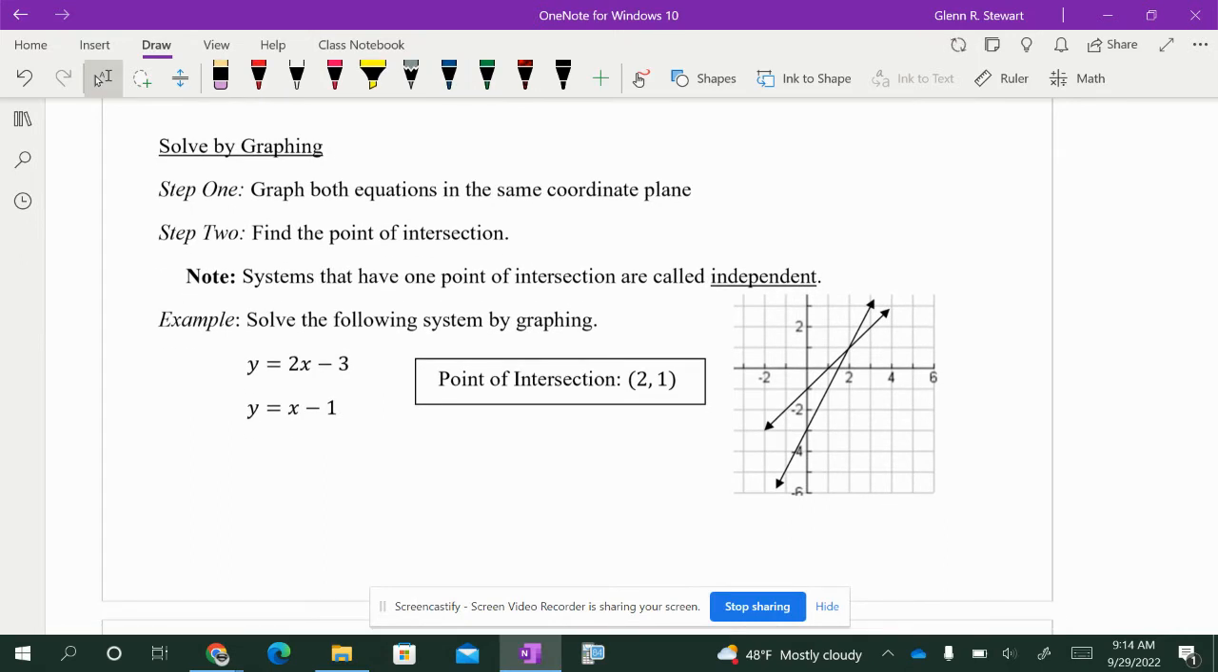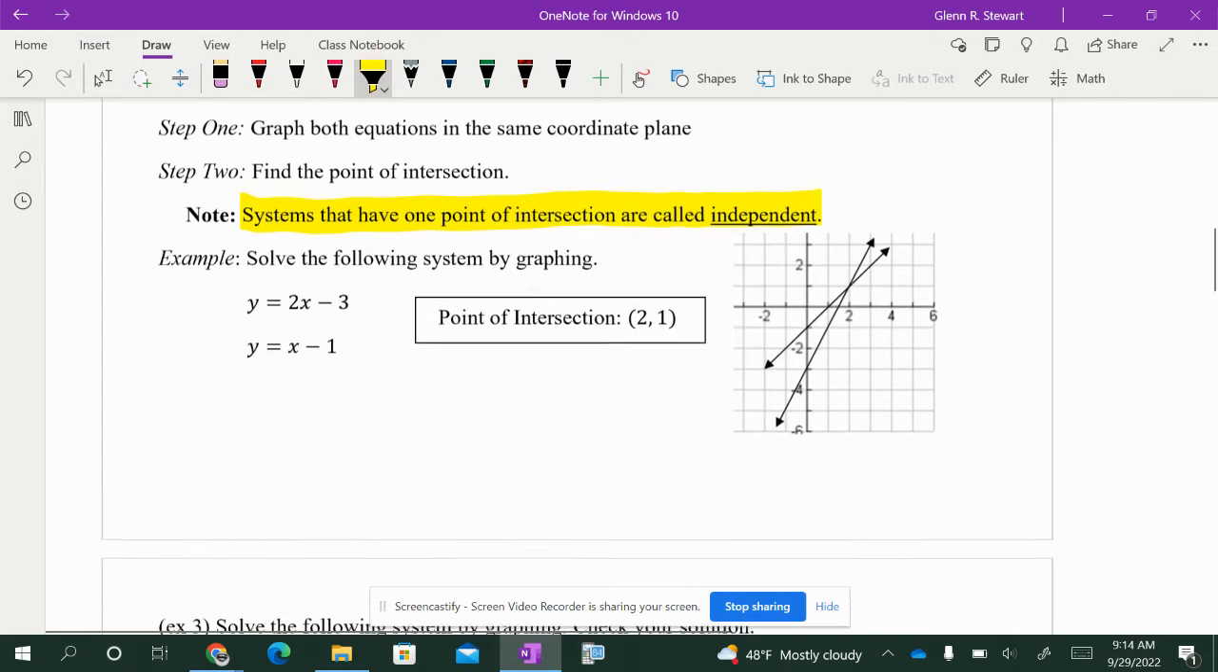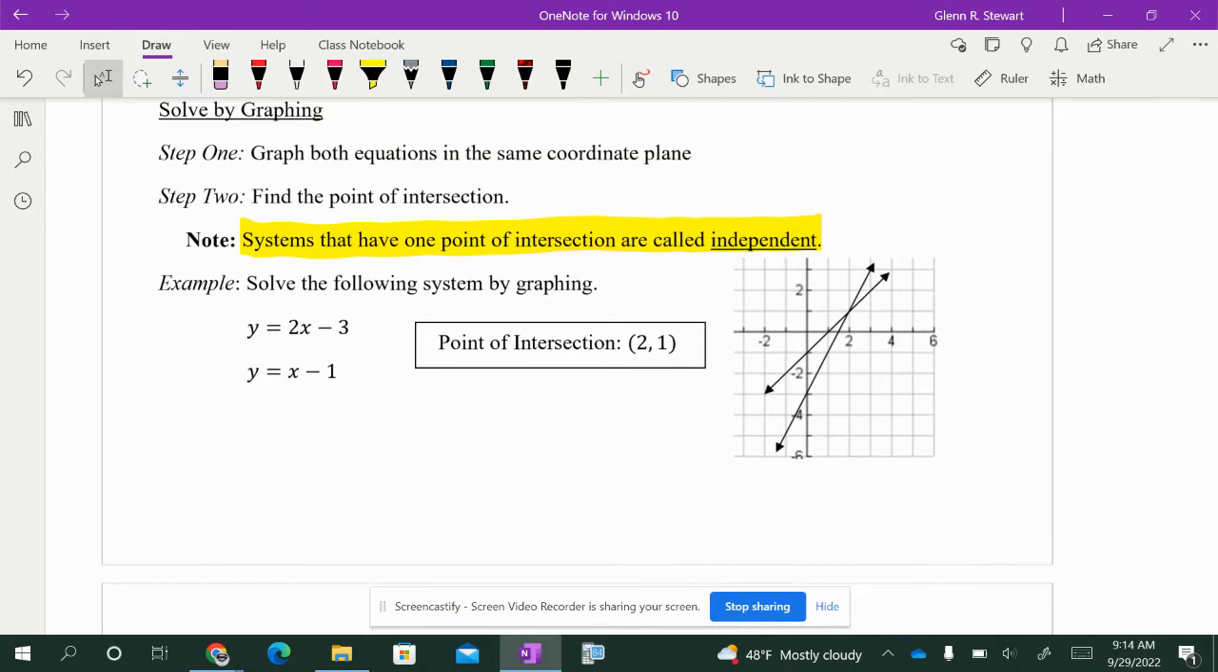So now let's talk a little bit about how to solve by graphing. First thing that we want to do is graph both equations in the same coordinate plane. Then find the point of intersection. And then that point of intersection is our solution. Systems that have one point of intersection are called independent. So we can have something that is consistent and independent. If it's inconsistent, however, as we talked before, in parallel lines, then it would not have one point of intersection and not be independent. As we go down through some of these, you'll also find there are other equations that we call dependent. But we'll talk a little bit about them later.